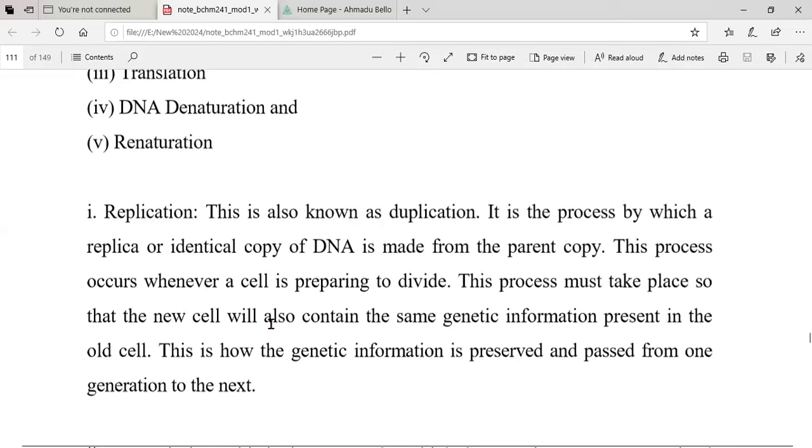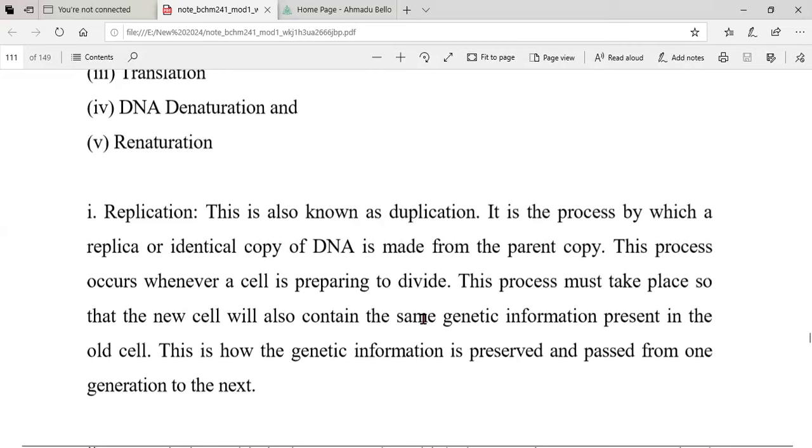And this process occurs whenever a cell is preparing to divide, cell division. All the information, all the components and materials present in the cell when there is going to be cell division, it's going to be divided equally, right? You have the parent cell and daughter cell. So they have identical copies of information and components.